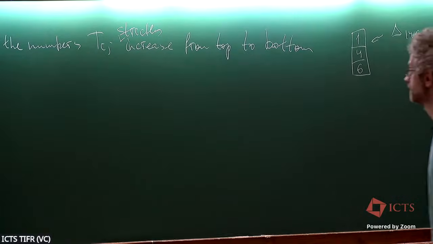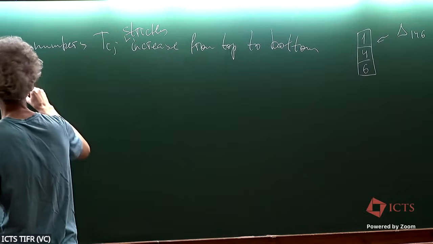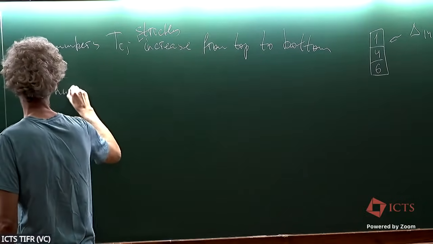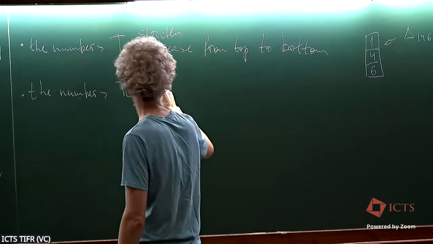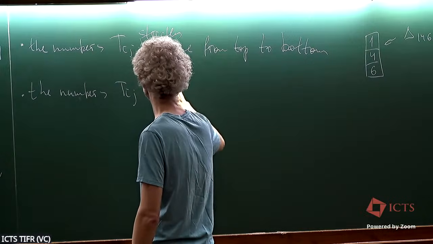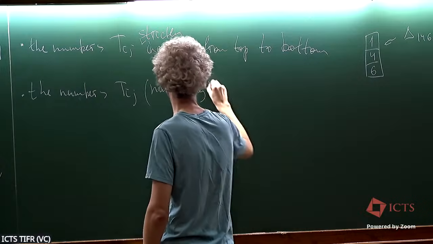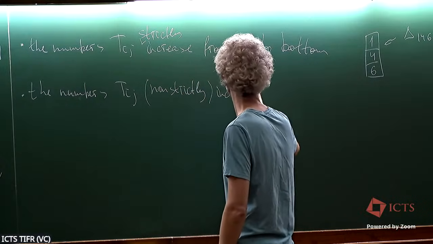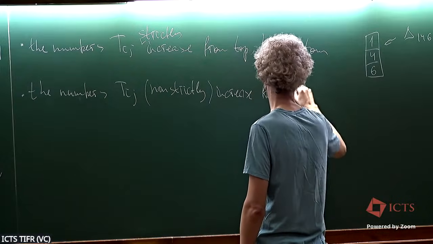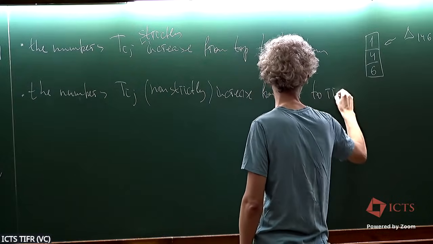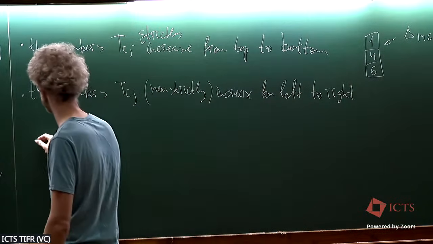And another thing is that the numbers T_ij non-strictly increase from left to right. Okay, so that is an example of such a tableau.